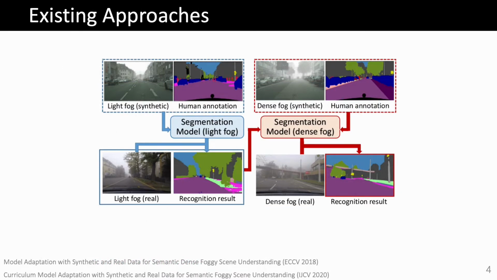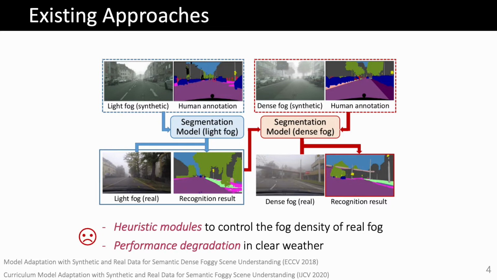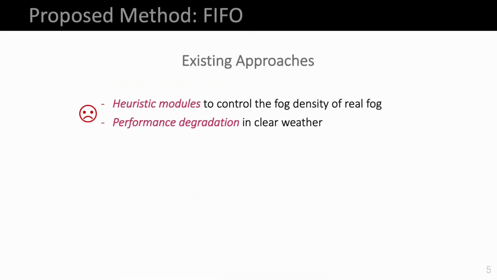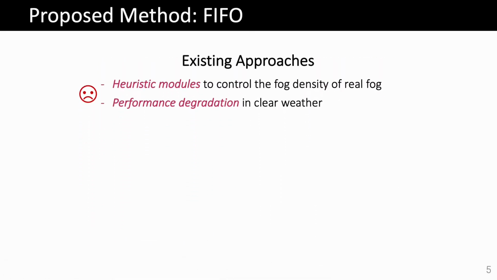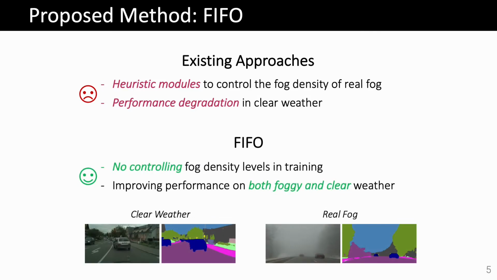Existing methods tackle this problem by curriculum domain adaptation that gradually adapts a model from light to dense fog. They have achieved impressive robustness, but they demand heuristic modules and lead to performance degradation in clear weather. Unlike them, FIFO does not need to control fog density in training. Also, FIFO clearly improves performance on both foggy and clear weather.